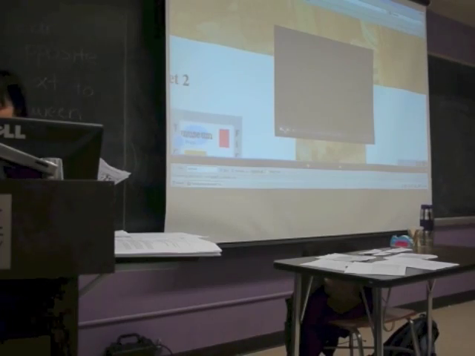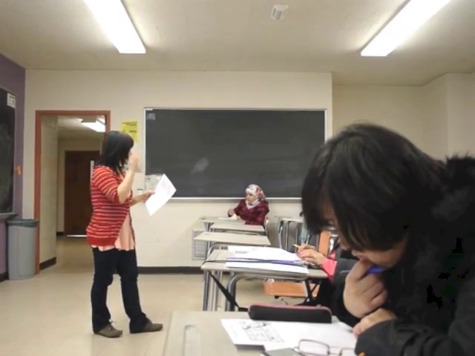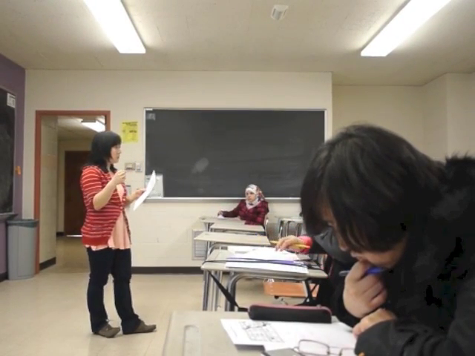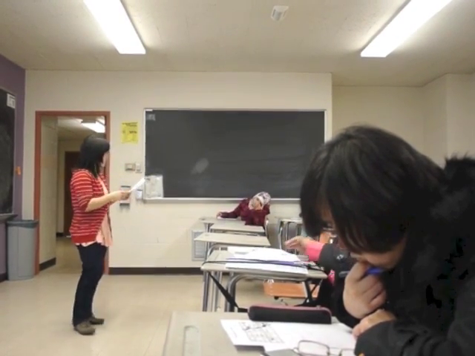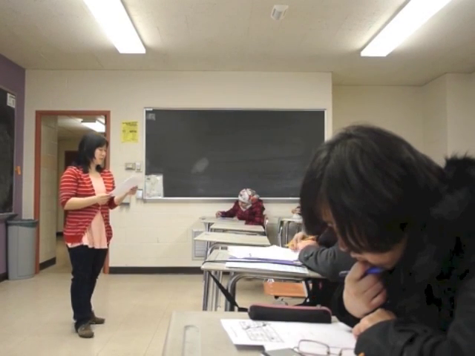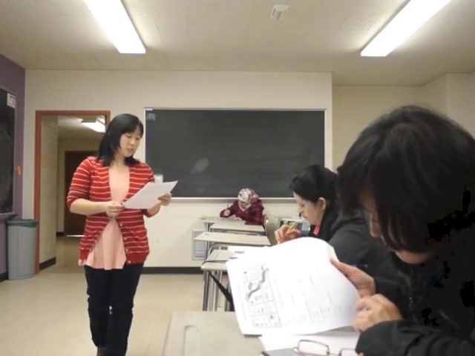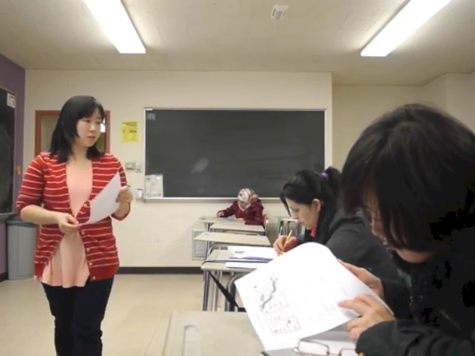Dry cleaners is between the museum and the supermarket. Okay, I'm going to read the numbers over again, so listen carefully and write the missing words if you didn't hear it. Okay. So number 1, the dry cleaners is between the museum and the supermarket. The dry cleaners is between the museum and the supermarket.